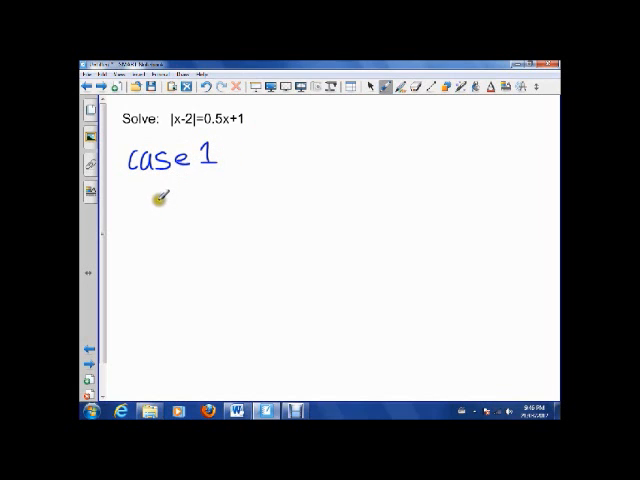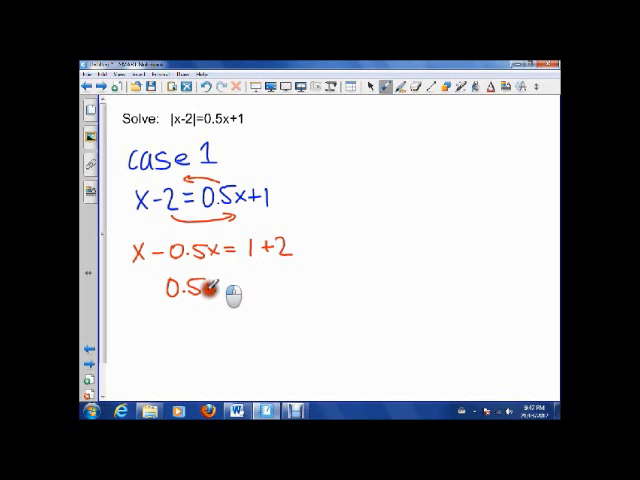Case 1 is going to be x minus 2 is equal to 0.5x plus 1. What I'm going to do now is move this over to the other side. So I'll have x minus 0.5x is equal to 1 plus 2. I move the 2 over, move the half x over. This gives me 0.5x, this gives me 3. To get rid of that 0.5, I'm going to divide, and I'll end up with x equals 6.